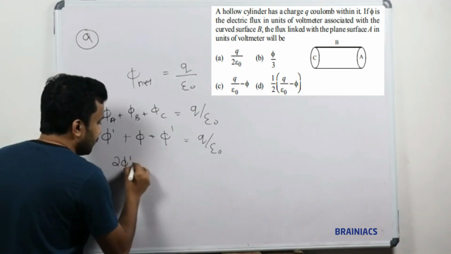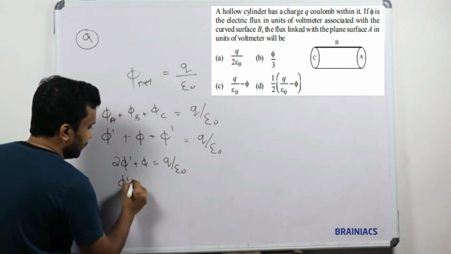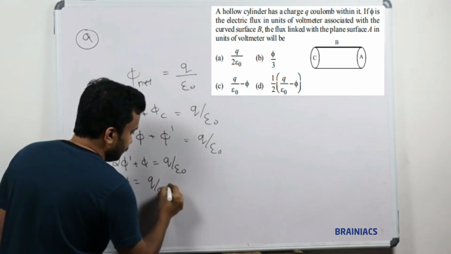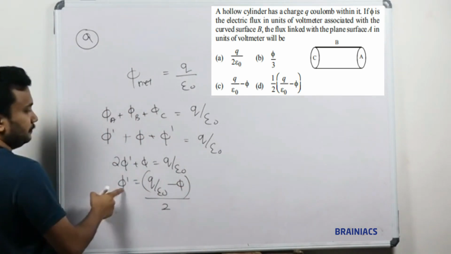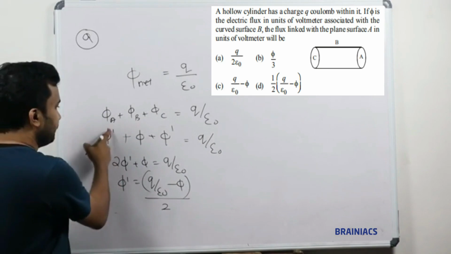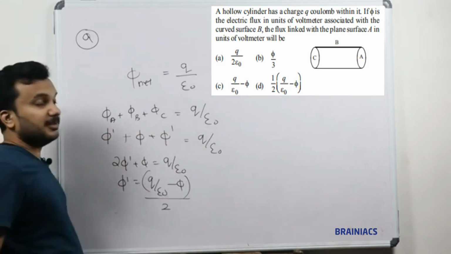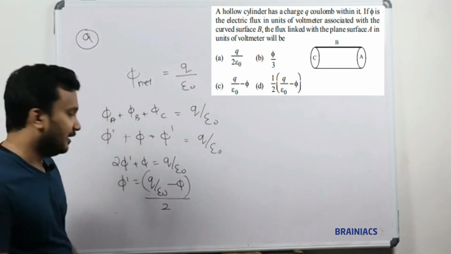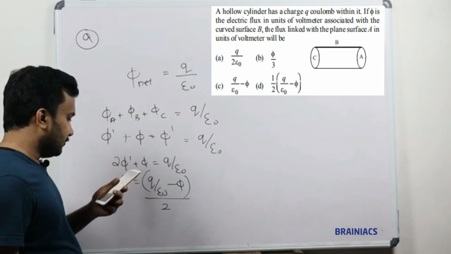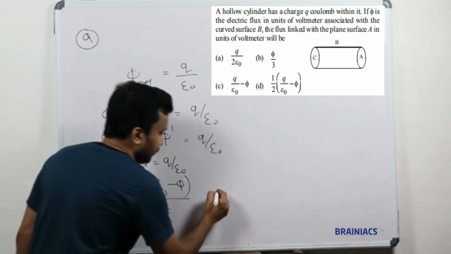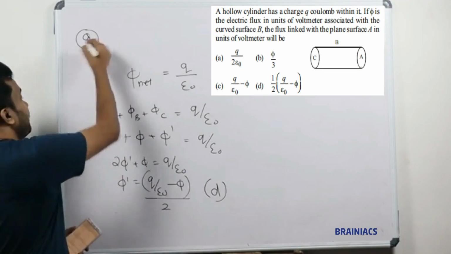So, 2 phi dash plus phi equal to Q by epsilon 0. So, phi dash equal to Q by epsilon 0 minus phi, whole divided by 2. So this is the flux associated with surface number A, and this is also equal to the flux associated with surface number C, because both are identical, and we got this answer: Q by epsilon 0 minus phi, whole divided by 2. This matches your option number D. Option D is the right answer for the 9th question.